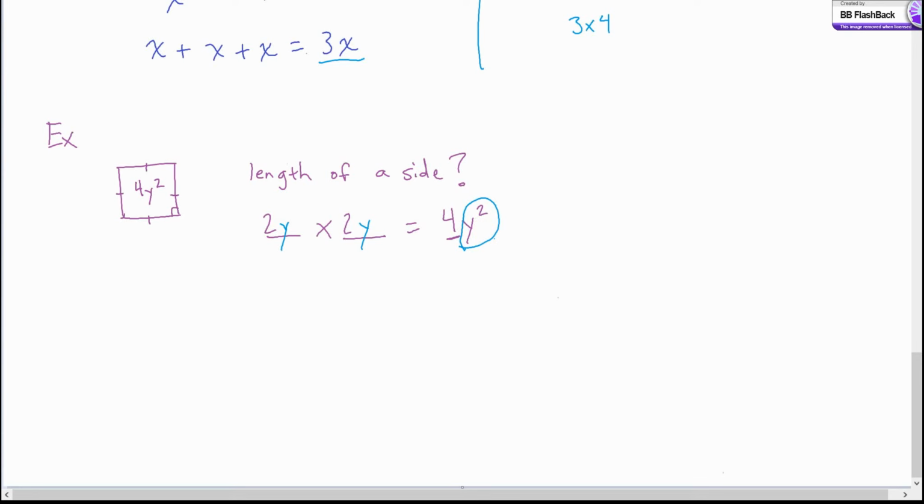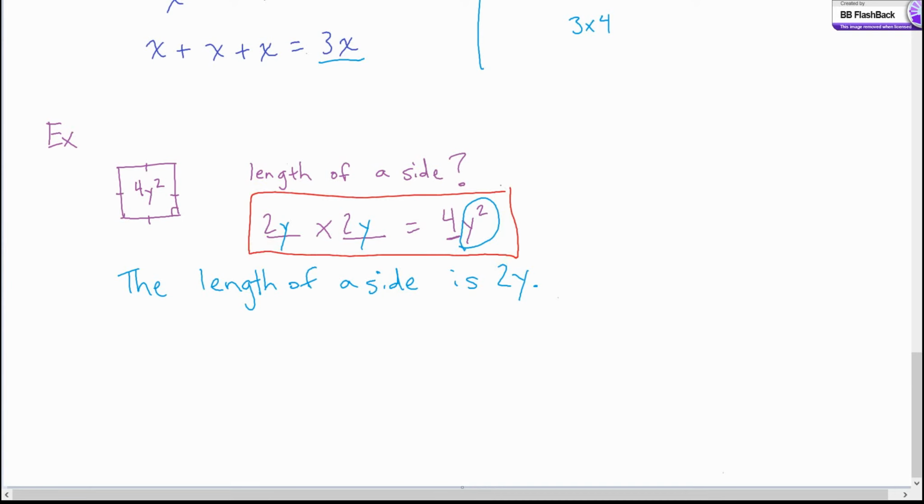What is the length of a side? So the length of a side is 2y. It's always a good idea to write a sentence at the end when you've had a question with words. It makes it very clear. If you left just this line for your final statement, your teacher wouldn't know what you consider your answer to be. Do you think your answer is 2y times 2y? Do you think your answer is just 2y? So it makes it very clear when you write a sentence.